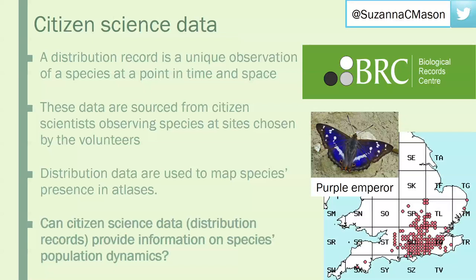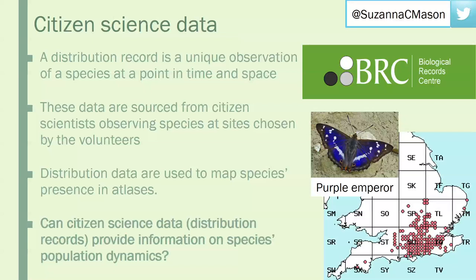We had a look at citizen science data, namely distribution records, which is the observation of species presence in time and space. Volunteers, citizen scientists, just go out on an ad hoc basis, wherever they choose, and record the presence of species they find. Because the method is a lot easier, this data is extremely prevalent.